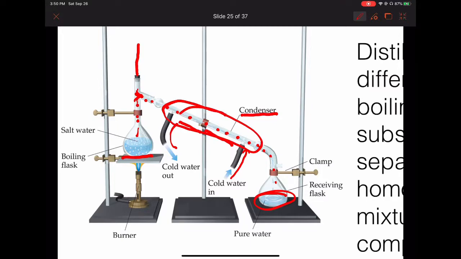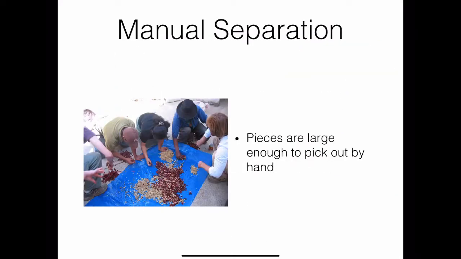Manual separation is probably the easiest one. In manual separation, the pieces are large enough to just pick out. So you can see here, it looks like maybe they're separating beans. If I put those in a filter, it wouldn't work. Distillation wouldn't work to separate those because one of them will not boil off of the other one. So in this case, it's easiest just to manually separate one from the other, or separate the brown beans from the red beans.